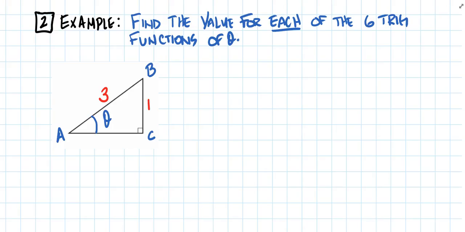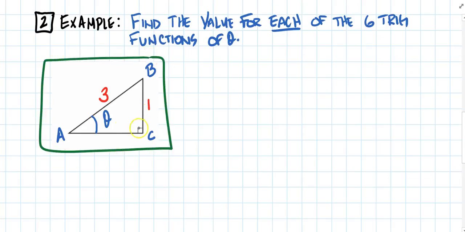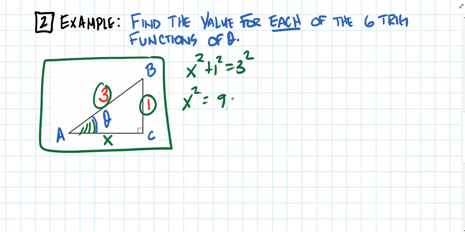Okay, box 2 is an example. It says find the value for each of the 6 trig functions of theta. Again, I have a right triangle inside this green box that I'm looking at. The only difference here now is that I know the hypotenuse is 3 and the opposite side of my angle is 1. So that leaves me to figure out what the adjacent side is. So again, we'll say x squared plus 1 squared is 3 squared. So x squared must be 9 minus 1 when I move over to the other side. So x squared is worth 8, so x is equal to 2 radical 2.